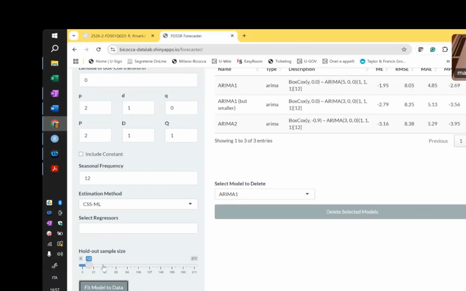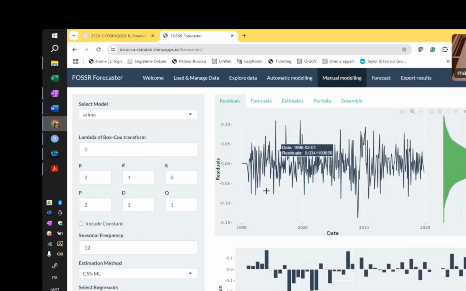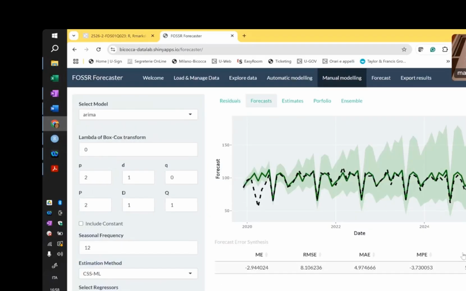Sorry, 64. Yeah, it is. Yeah, it's the second best. We can store it.